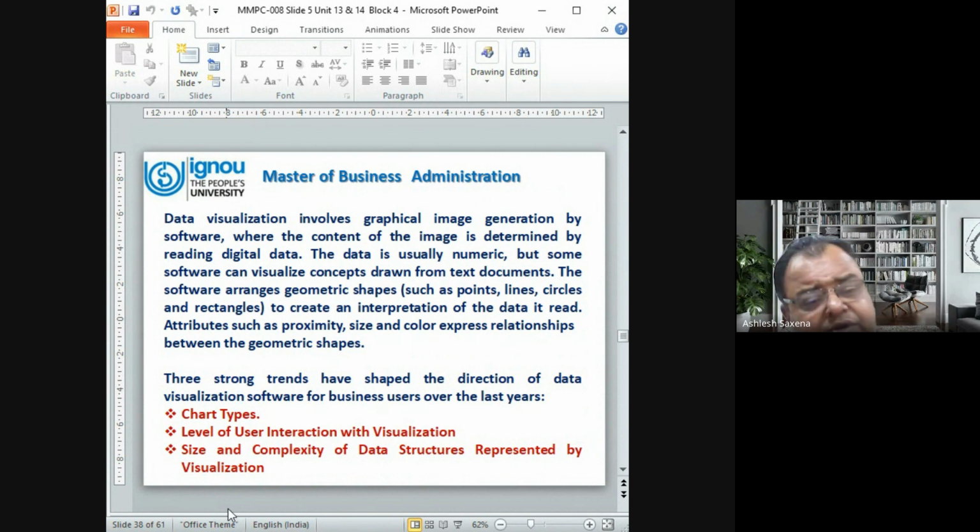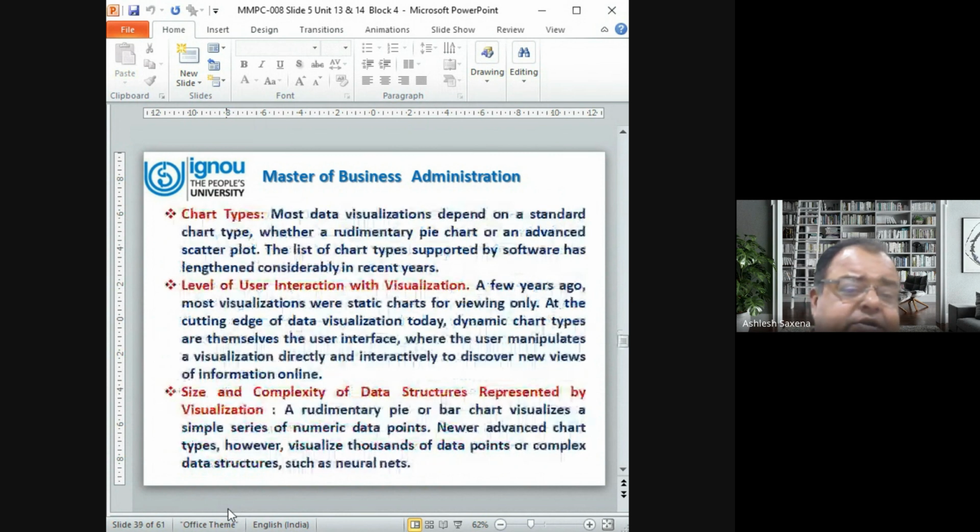Three strong trends have shaped the direction of data visualization software for business users over the last years. That is chart type, level of user interaction with visualization, and the third one is size and complexity of data structures represented by visualization. If we talk about chart types, most data visualization depends on the standard chart type, whether a rudimentary pie chart or an advanced scatter plot. The list of chart types supported by software has lengthened considerably in recent years.